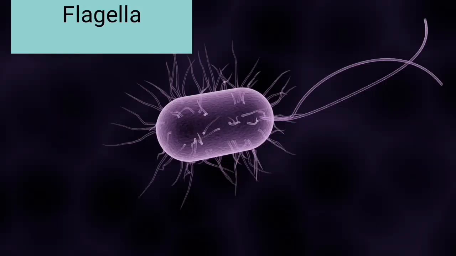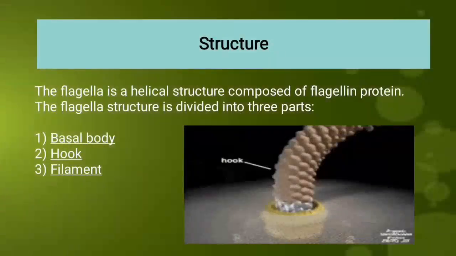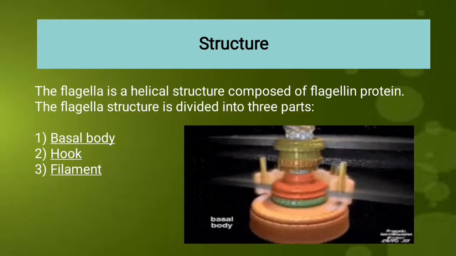The topic I am going to present is flagella, bacterial flagella. Flagella is composed of subunits of a low molecular weight protein called flagellin, having 20 to 40 kilodalton. It is a hair-like structure, microscopic, involved in locomotion, and it is considered a motile organelle composed of thousands of protein subunits. Structure: the flagella is a helical structure composed of flagellin protein.